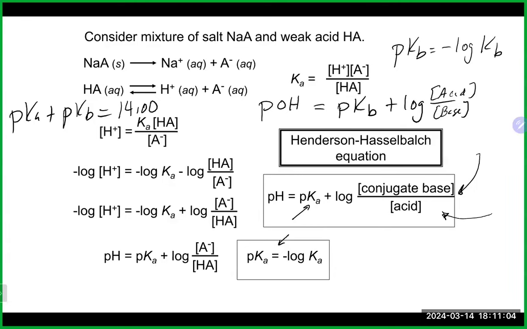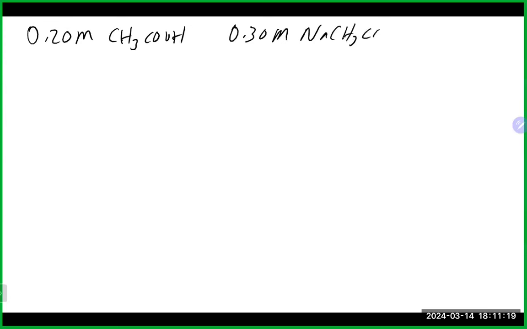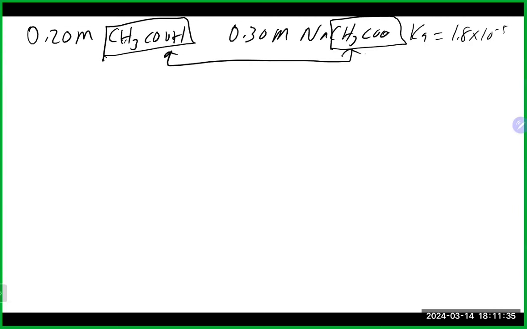So if we go back to the problem that we just did, we had a 0.2 molar acetic acid along with a 0.3 molar sodium acetate, and we had a Ka value of 1.8 times 10 to the minus 5. The first thing you need to do is recognize that these two things are related to each other, essentially by the classic Bronsted-Lowry definition, with one H plus difference between them. Then that's all you need to see.